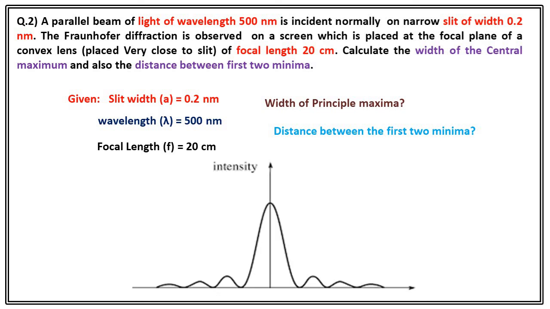Let's see, in the intensity diagram, we have to find out this distance, which is indicated by this black double-sided arrow. This is the width of the principal maxima, and this red arrow indicates the distance between the first two minima. If you know the angular position, that is theta, for the first diffraction minima, then theta towards right and theta towards left gives 2 theta, and 2 theta will be the angular separation, and we need linear separation. We need the linear width.